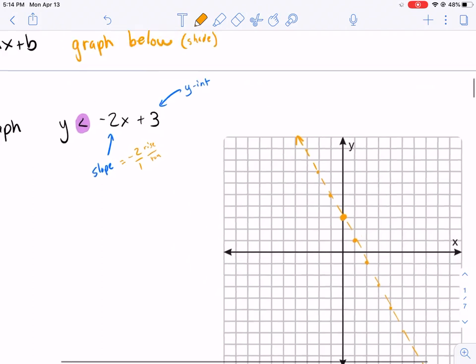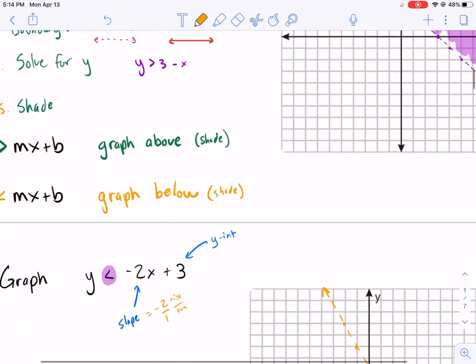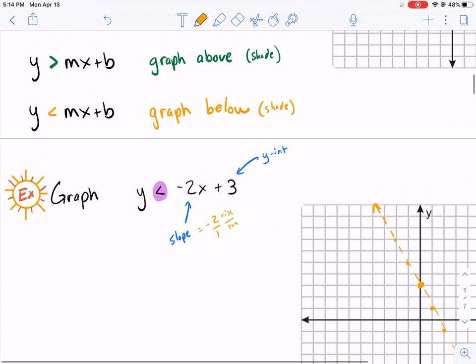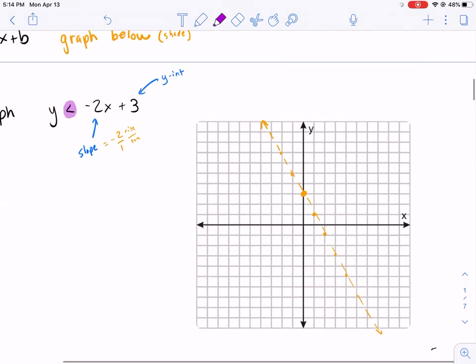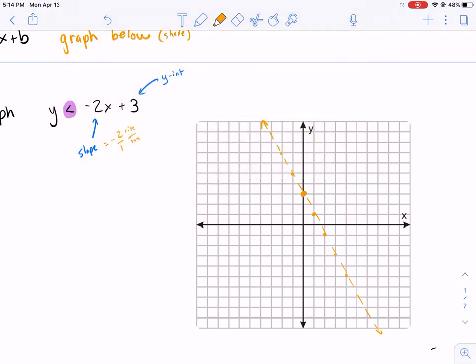Now, that was doing the boundary check. Now I need to solve for y. That's already done in case I didn't solve for it earlier. And now I shade. If I have y as less than over here, I shade below the line. So I'm going to get my orange shader, increase the size here, and shade below this line like this.